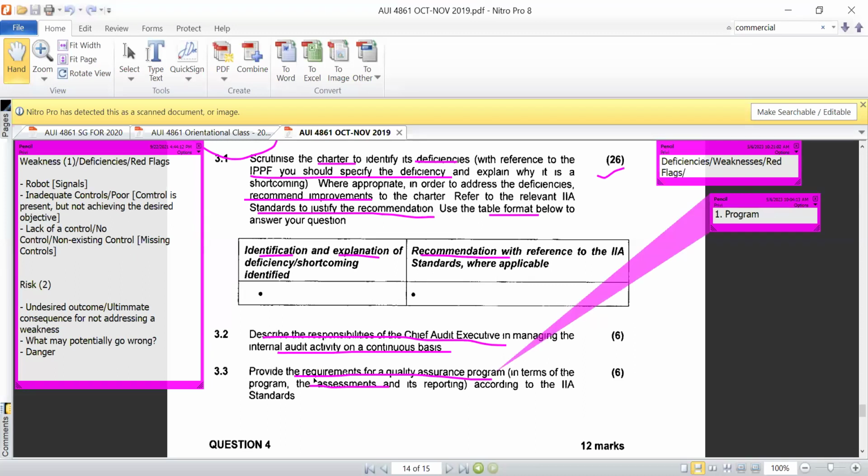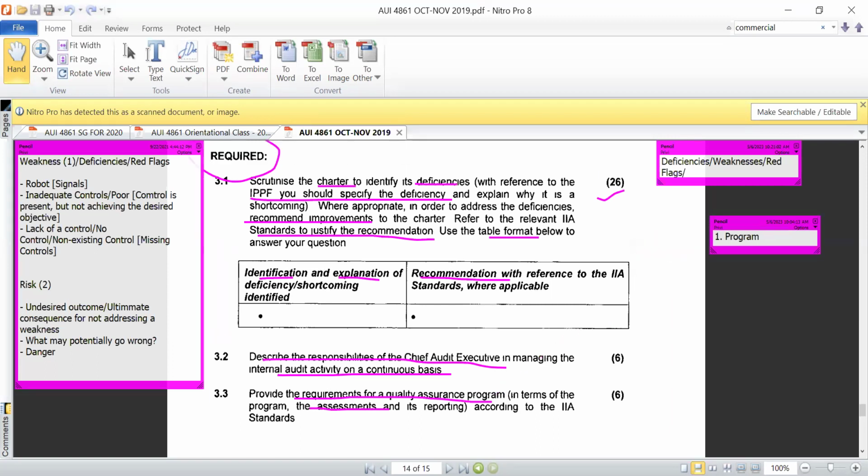Then in 3.3, they say provide the requirements for a quality assurance program in terms of the program, the assessments, and its reporting according to the IIA standards. This I can address with you guys. This has to do with standard 1300. So if you open your IPPF standards and go to standard 1300, you will see something about this.